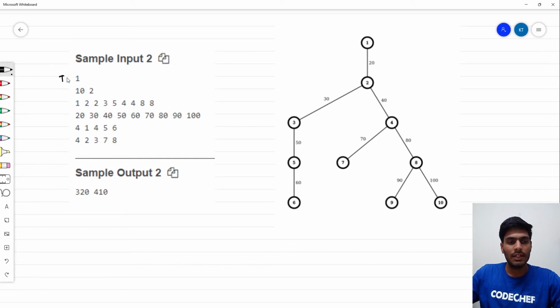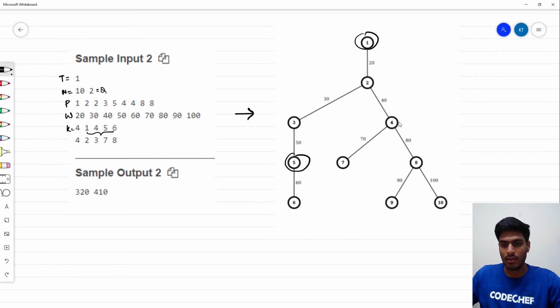In this example, we are given a single test case where the graph is of 10 vertices and we have to answer 2 queries. The set P and W is given here and we have drawn the graph on the right hand side. Now for the first query, our k is equal to 4 and these are the 4 distinct vertices. So to mark them, it is 1, 5, 4 and 6. So this pair, its answer will be 60.